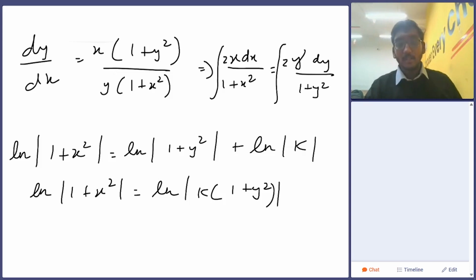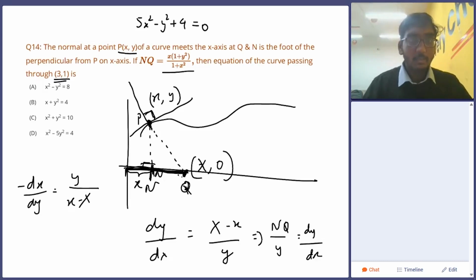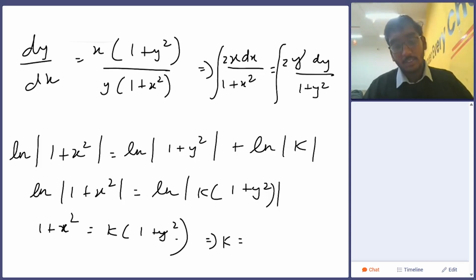Now we take anti-log on both sides. What you will get is 1 plus x square equal to k times 1 plus y square. And (3, 1) is already known to be a point which lies in the normal line. So that will give the value of x square as 9 and y square as 1. So what will be the value of k? With that you can determine k also. That will be 5. k will be 5.